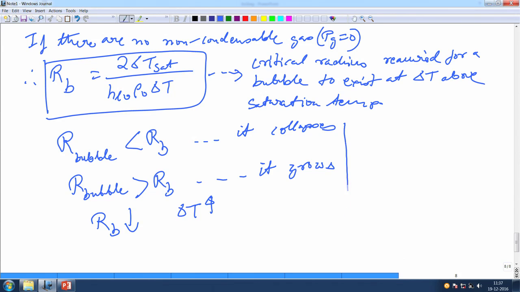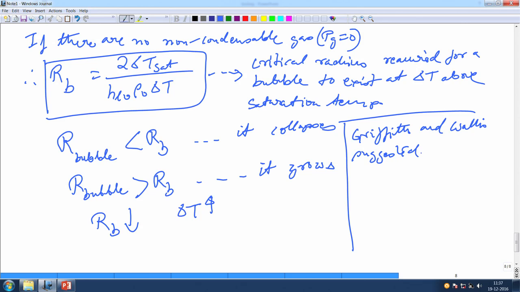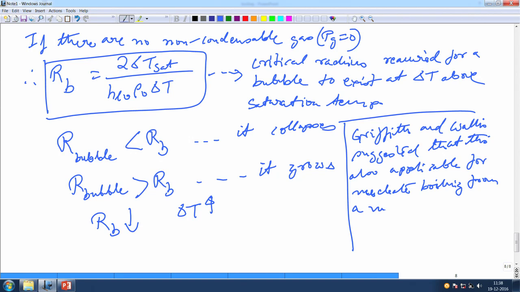Okay. Now, Griffith and Wallace, what they suggested was that, so this is for homogeneous, right? Griffith and Wallace actually suggested that this is also applicable for nucleate boiling. Nucleate boiling from a surface, from a microcavity. Okay. In that particular case, this Rb is given by the cavity opening, this mouth of the cavity. So, it is basically the mouth radius or diameter, whatever you call it.